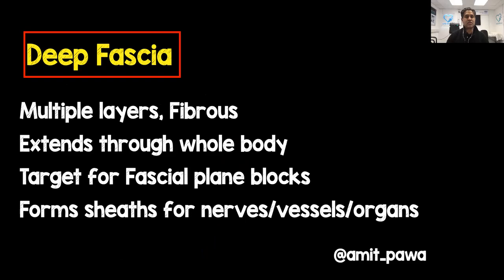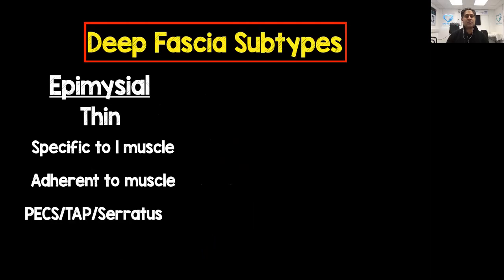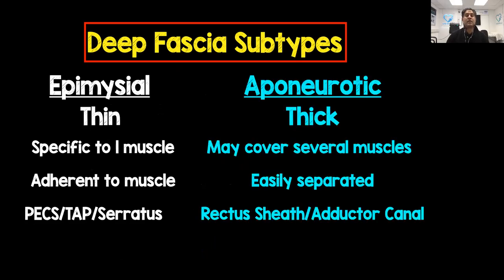The deep fascia is our target. There are a couple of subtypes of deep fascia. We'll start off with the epimysial, which is thin. It's specific to one muscle and is adherent to that muscle. Example would be when you're doing blocks in the pecs area, the TAP blocks, serratus. And then there's an aponeurotic subtype of deep fascia, which is thick. It may cover or envelop several muscles and is easily separated from them. And good examples are the rectus sheath or adductor canal.